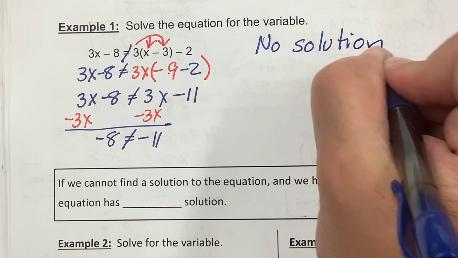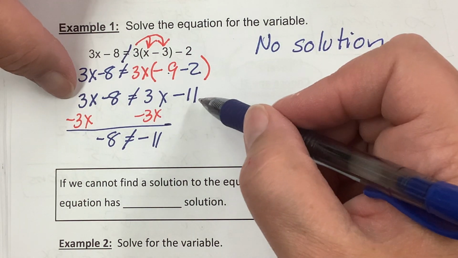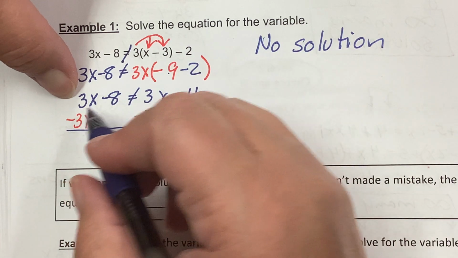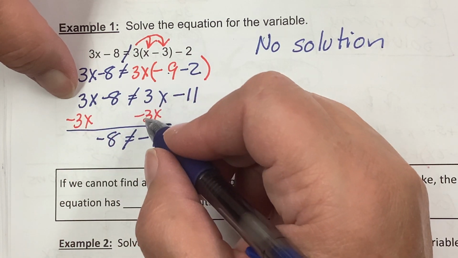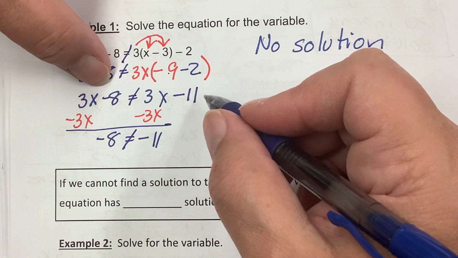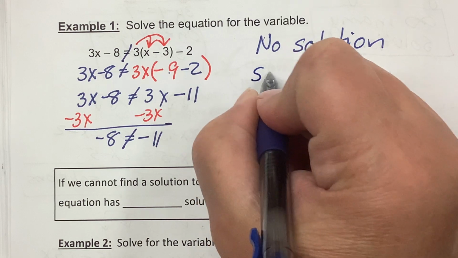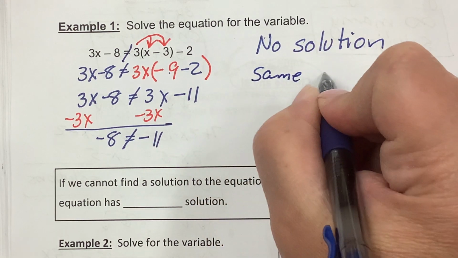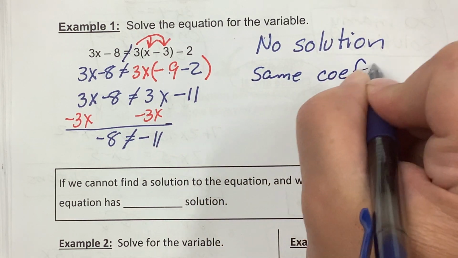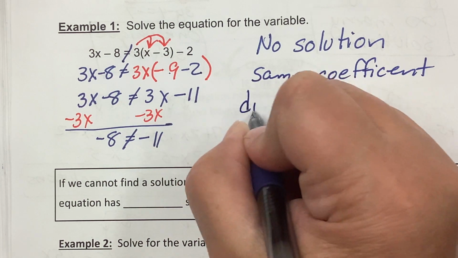But at what point do I know that it's no solution? Well, I knew it right here. Why? Because I had the same coefficient and variable on both sides of the equation, but I had different constants. So how do I know? Same coefficient and different constants.